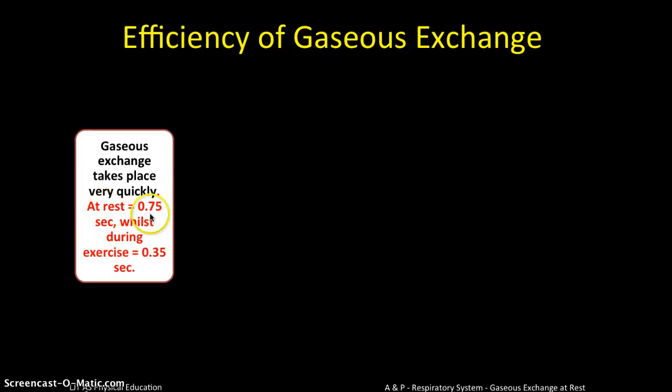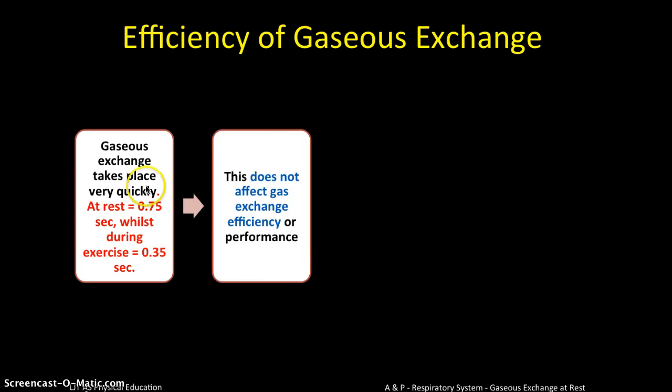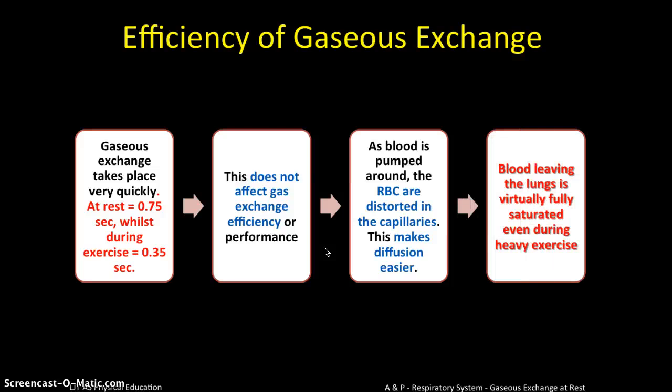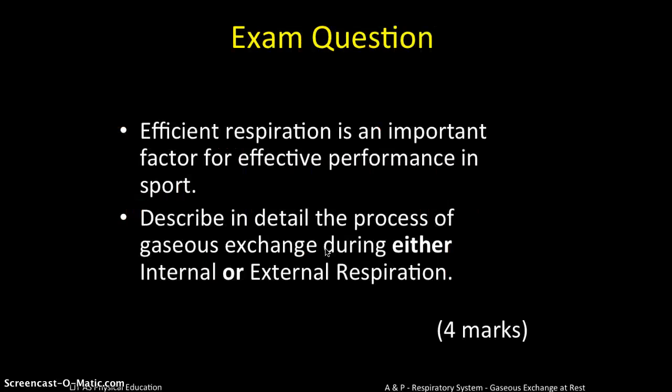So gas exchange at rest takes about 3/4 of a second. It's really quite quick, and in exercise it's even quicker, just over 1/4 of a second. But even though it's very quick, even during exercise you can still exchange enough gases to enable you to perform well. It's not typically getting oxygen into your body that is a problem at sea level. At altitude it might be different, but at sea level it's absolutely fine. The red blood cells also increase surface area. They distort a little bit in the capillaries to maximise gas exchange. So blood leaving the lungs is almost always fully saturated, even in heavy exercise.